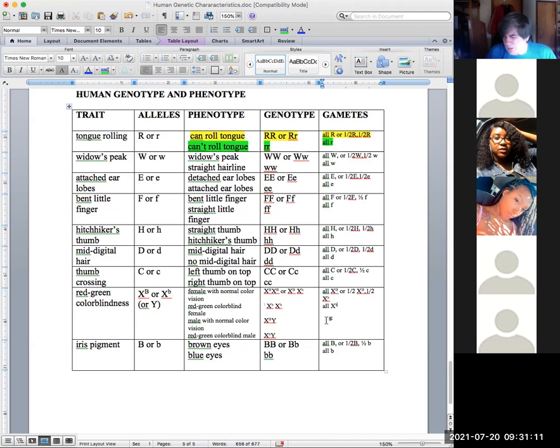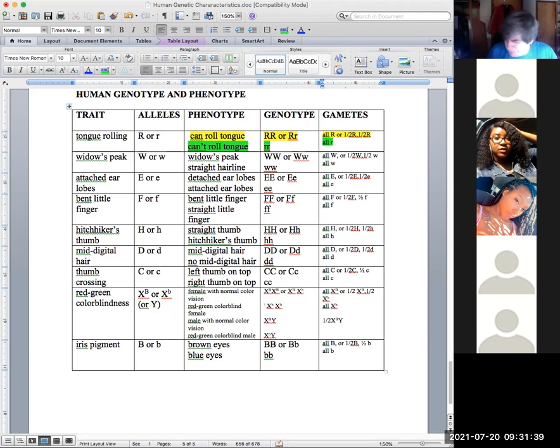So notice sometimes a female can make 2 types of eggs. Sometimes she can only make 1 when we're talking about something on the X chromosome. Now, if we look at a male, he can always make 2 types of sperm because half of his sperm are going to get the X chromosome, half are going to get the Y. And an X chromosome is never the same as a Y. That's why boys and girls are different.